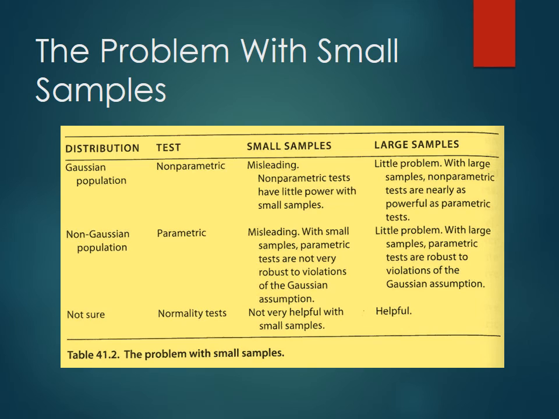And if you're really not sure what type of population you're dealing with, you should start with normality tests to tell you whether or not you're pulling from a Gaussian distribution. Again, you may not be able to find much with really small sample sizes, say less than 30 samples, but with larger samples that can be useful to tell you whether or not you should be using parametric tests.